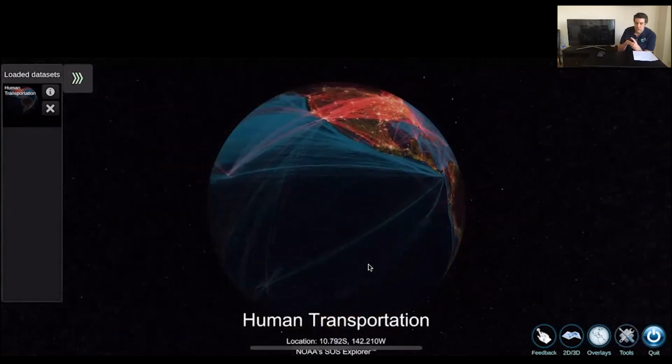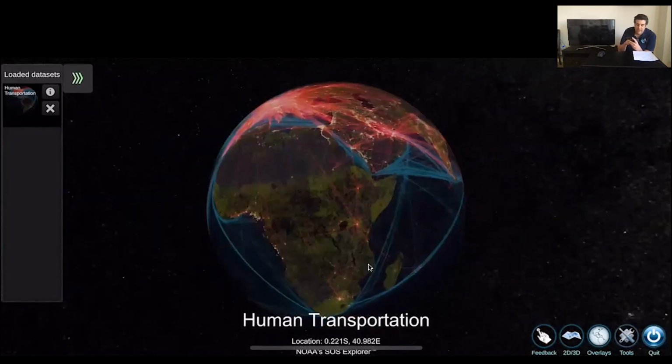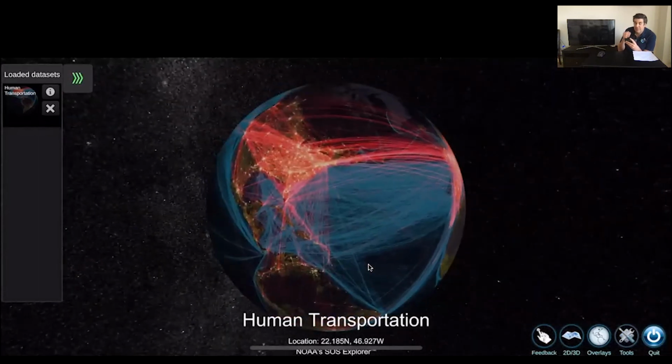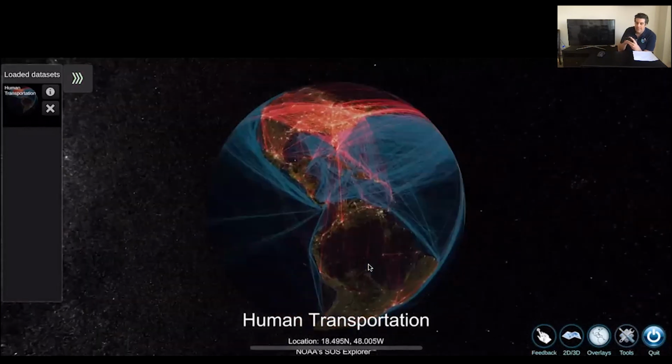So we have all these different lines and colors on here, and the red lines are representing the about 87,000 flights per day globally on a normal day.